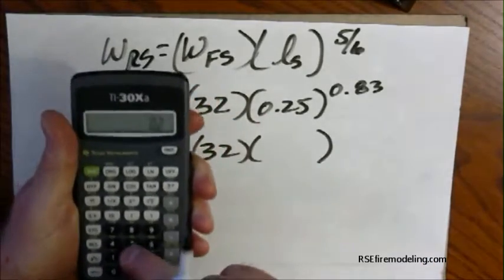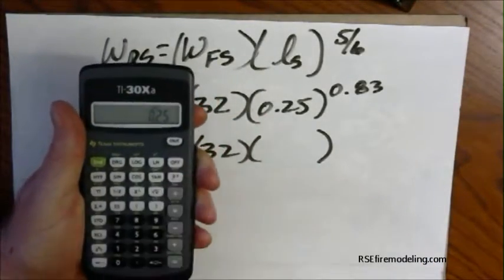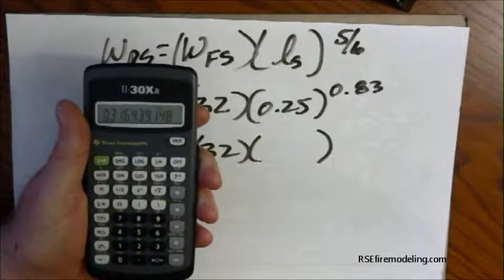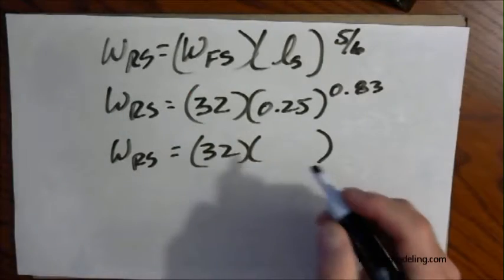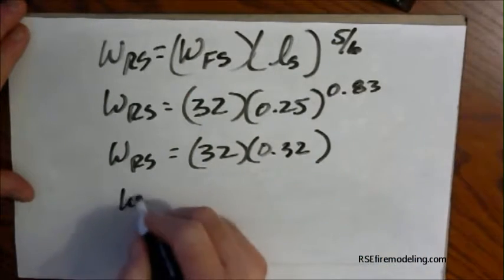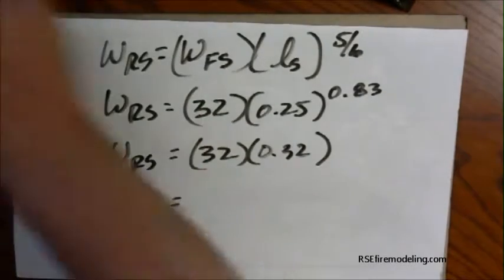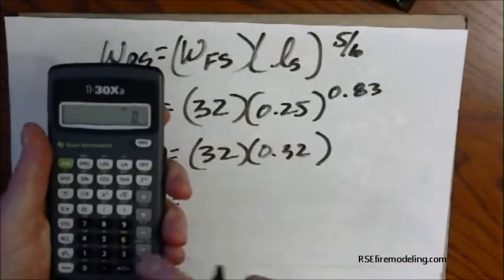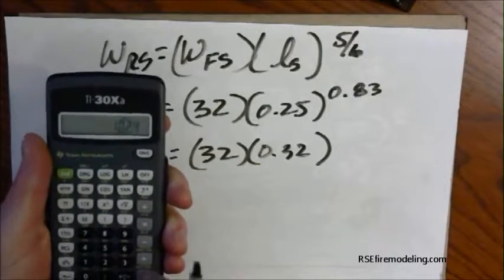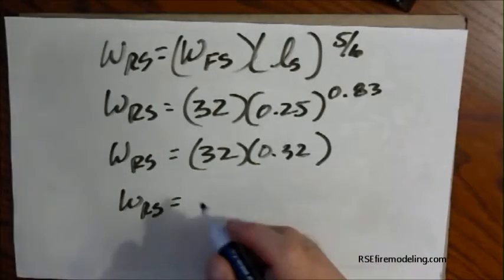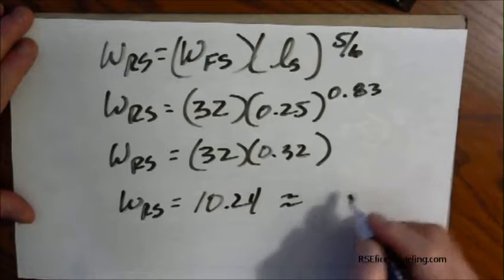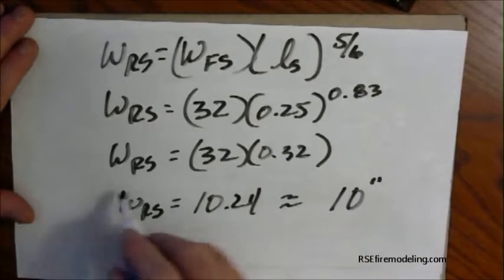Going further, the width of the reduced scale enclosure is equal to 32 times, we'll go ahead and calculate this out, 0.25 to the 0.83, and we end up with 0.32. So the width of the reduced scale enclosure is equal to 32 times 0.32, and we end up with 10.24, and that gives us a 10-inch door.